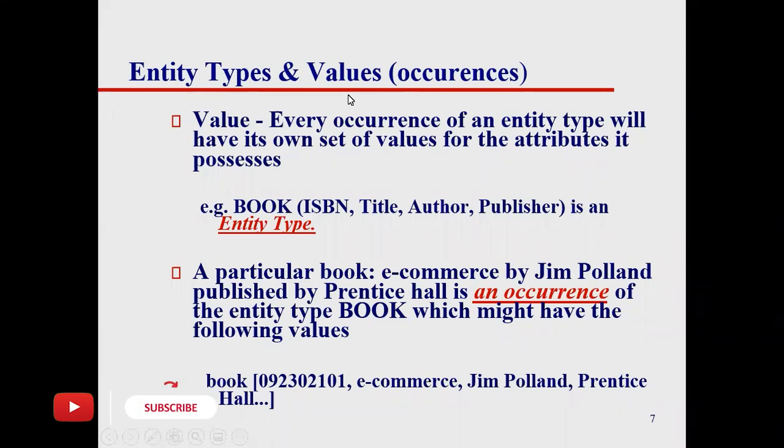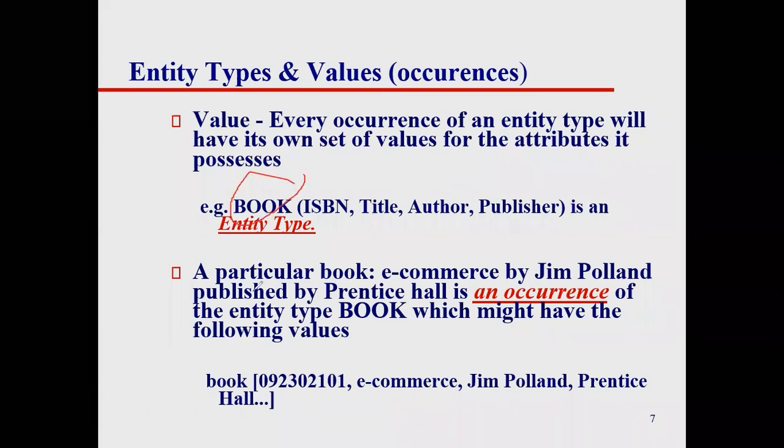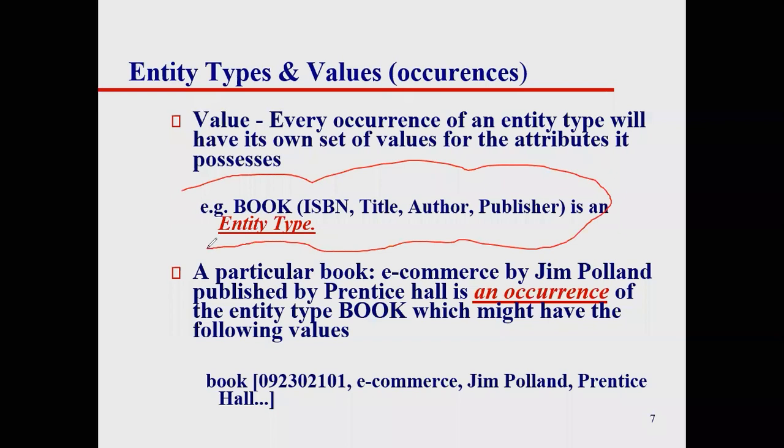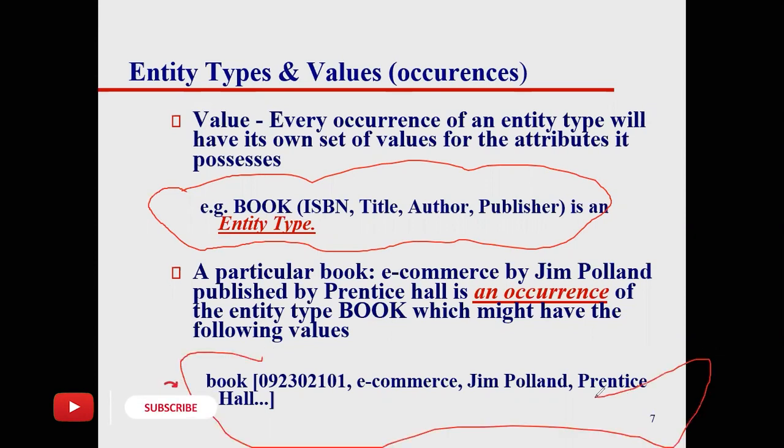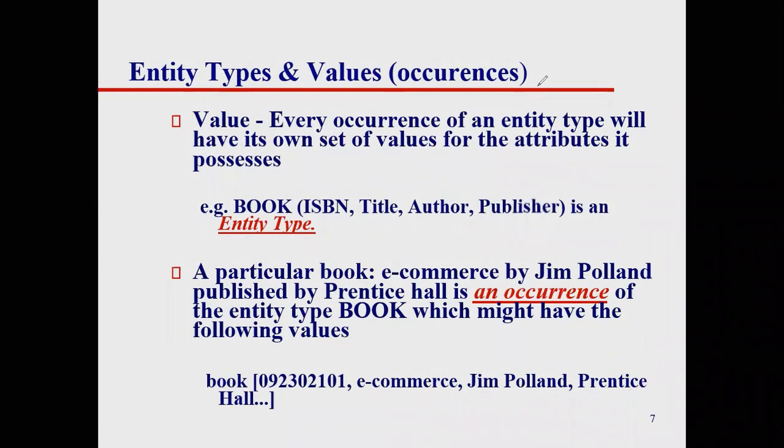So the value of this book is here. This is the value, this is the value, and this is the value. So these are the values for this entity type. This whole thing is the entity type. So when you say what is entity type, this is the entity type, and this is the value. This is the occurrence, how it occurs. This is the first row. So the value inside the row is considered to be an occurrence of that one. I hope it's clear now.